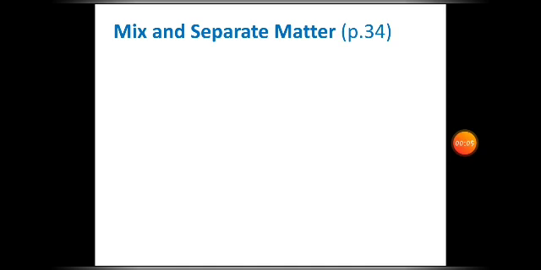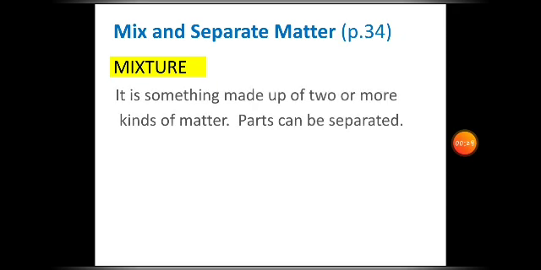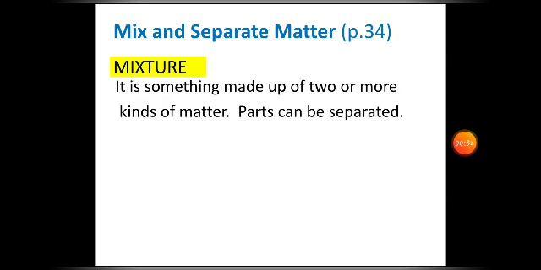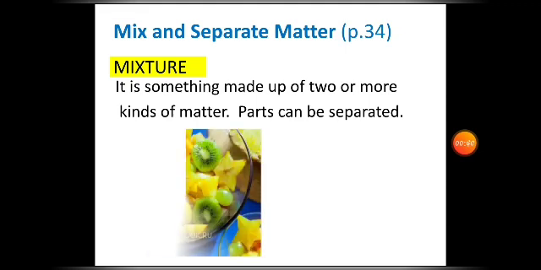Now, I want you to turn your book to page 34. Let's read together the title, Mix and Separate. Very good. So on this page, you will be able to encounter another important word, which is mixture. I want you to look for this word on your textbook and highlight or underline it. What is a mixture? A mixture is something made up of two or more kinds of matter, and parts can be separated.